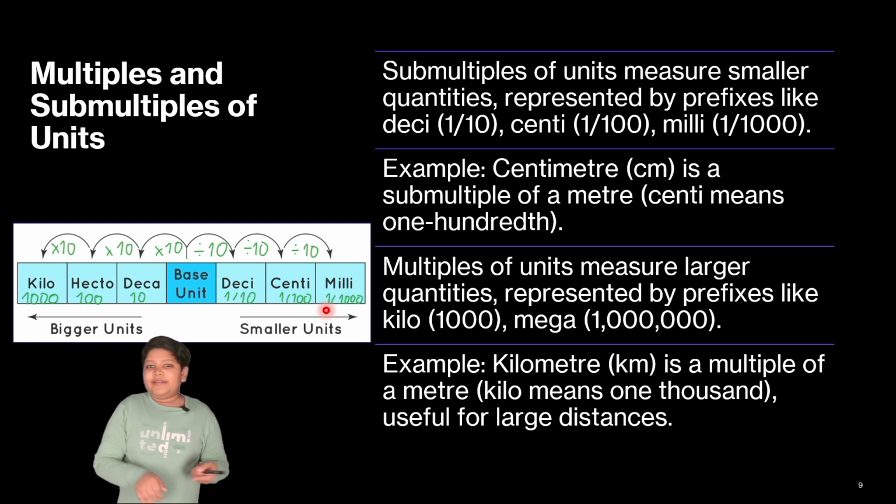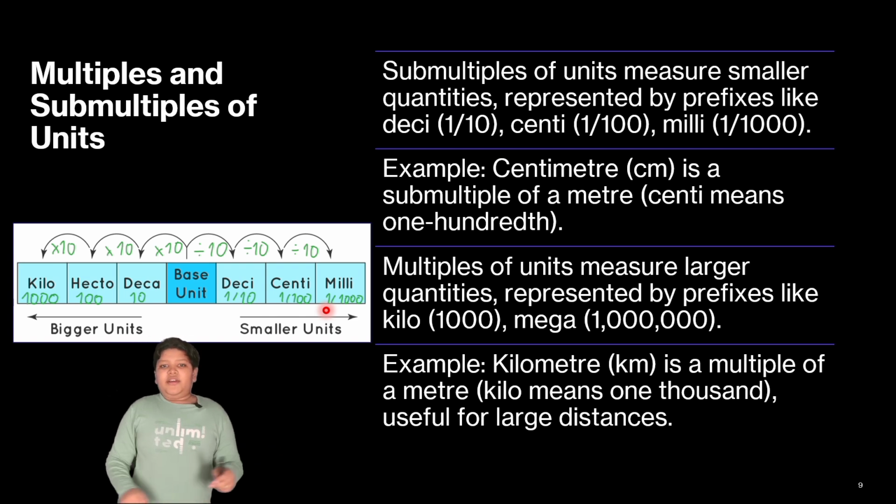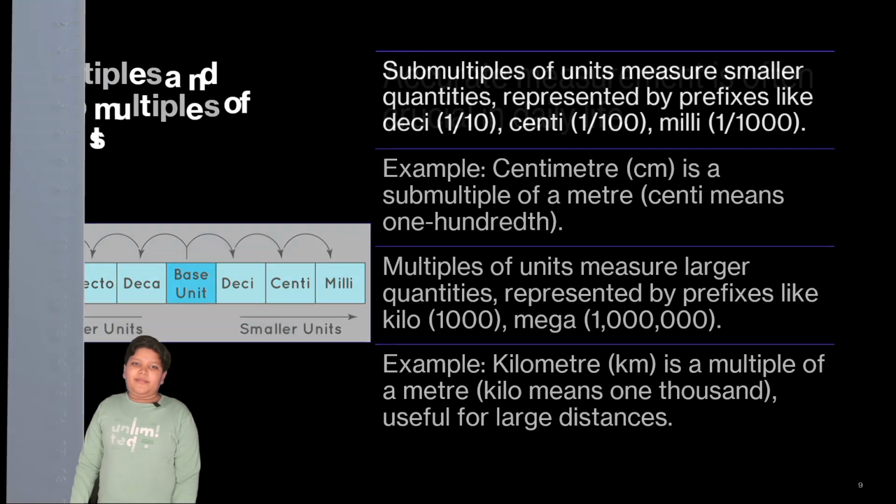Like there's deci, which means 1 by 10, centi, which is 1 by 100, and milli, which is 1 by 1000. And there's deca, which means 10, hecta, which means 100, and kilo, which means 1000. There's also mega and many other things.